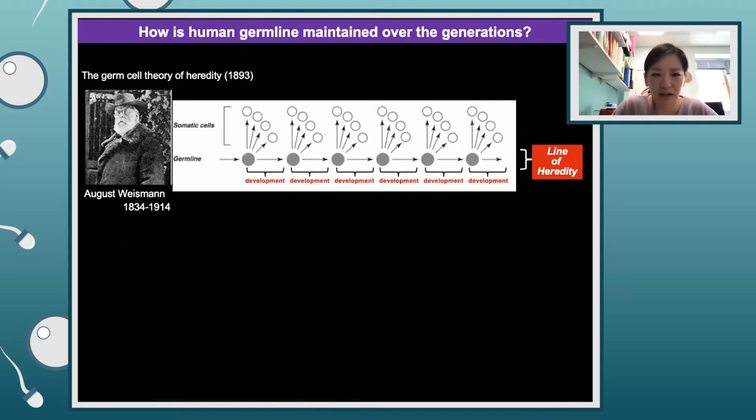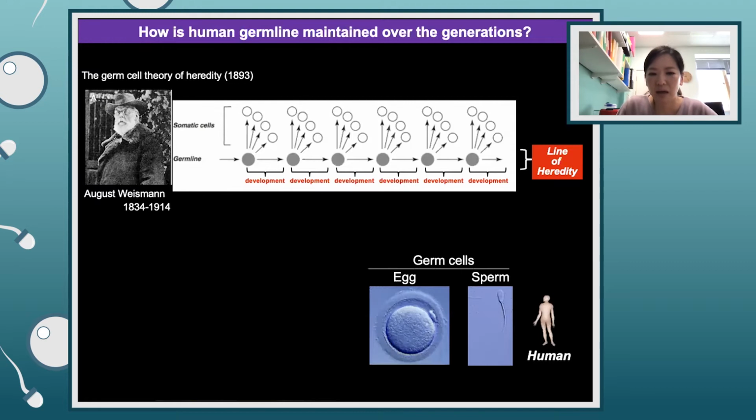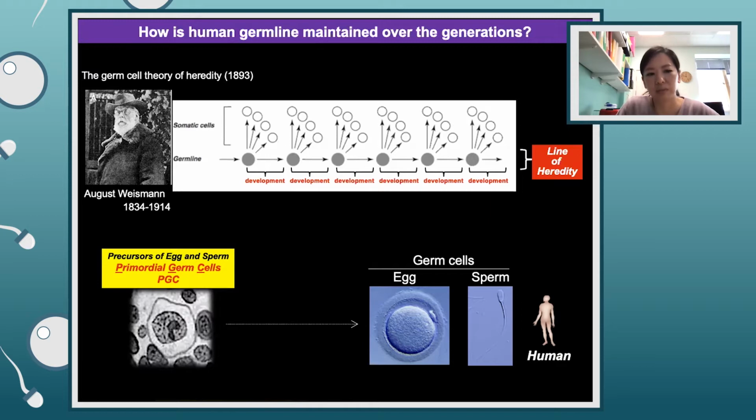However, they also reset each generation and undergo very complex development. My question here is, how is germline maintained over the generations? What is the role of this complex development for heredity, particularly in us humans? The functional forms of germ cells in humans are egg and sperm. However, they come from common precursors called primordial germ cells. We often call them PGCs.